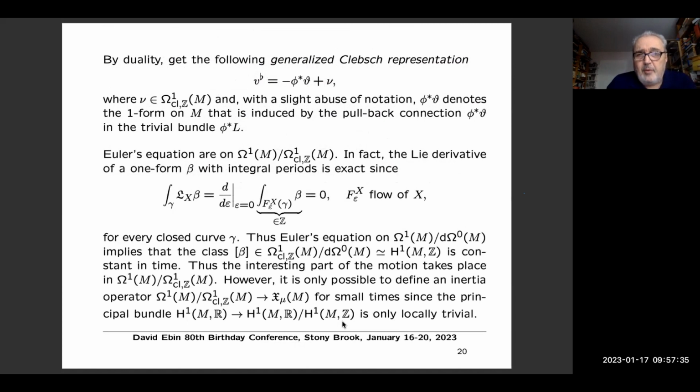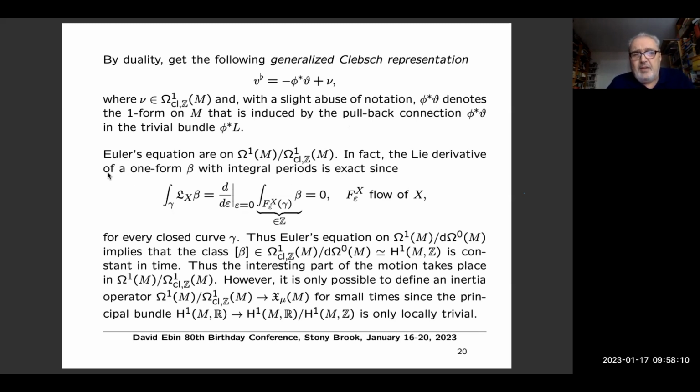By duality, I'm going to do exactly what I did before. I'm going to write V flat as minus phi star nu plus theta. Who's this theta? Theta now is a one-form which is closed with integral periods. And by a slight abuse of notation, because it's very intuitive, phi star theta denotes the one-form on M that is induced by the pullback connection phi star theta on the trivial bundle phi star L. If you're a geometer, you immediately see this. So the Euler equations are on this quotient.